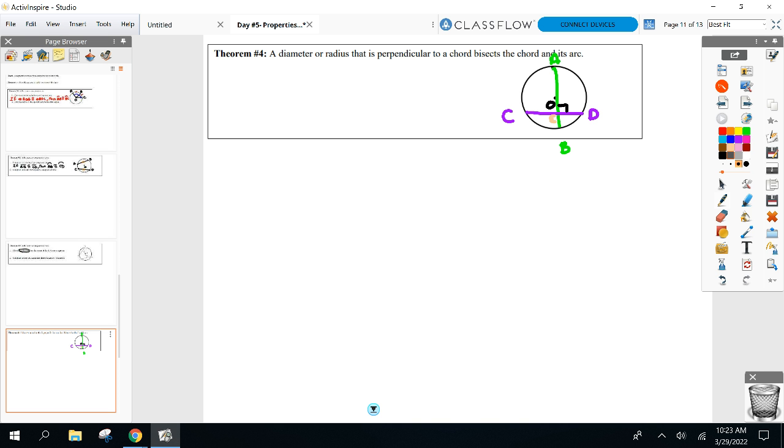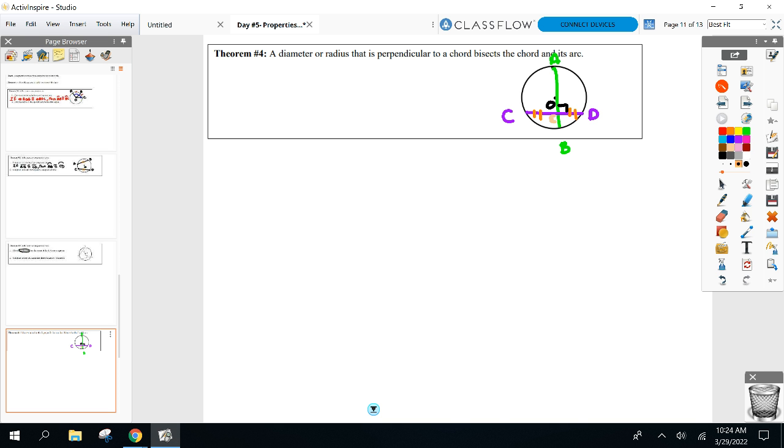So which are the equal parts up here? Or for my diagram anyway. It might be different for yours. CE congruent to ED. Correct. So I'm not going to have you write anything, but at least mark it on your diagram. CE congruent to ED. That's only if the diameter is perpendicular to the chord; it cuts the chord into two equal parts.